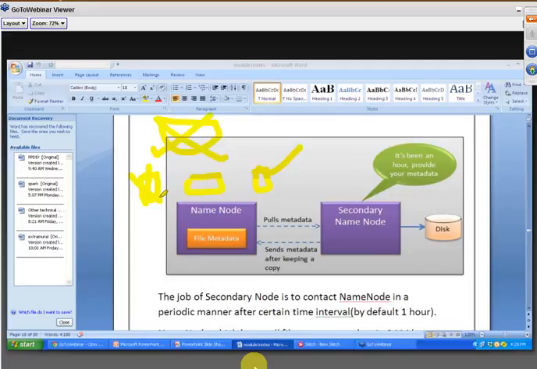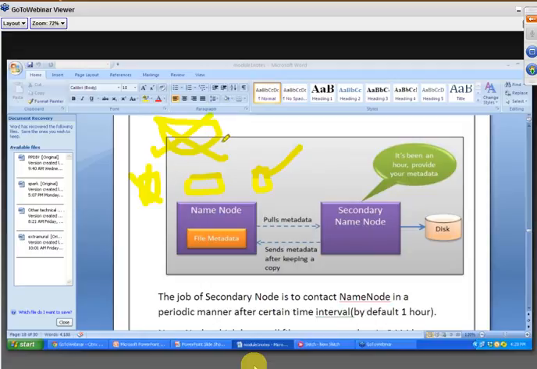There is no thumb rule that only slave nodes will always fail. There is a failure in the slave nodes, but no, name node also may not work sometimes. Name node is also a machine. The name node may also get some failures, a hard disk problem or some other problem. So at that time, what is name node storing? It's not storing the data. Data is stored by the slave nodes.